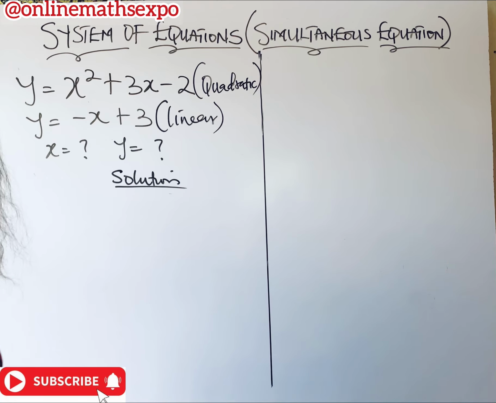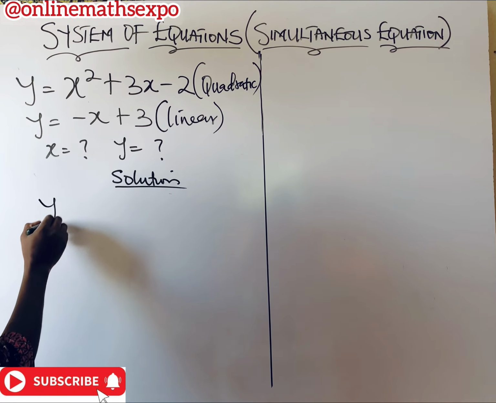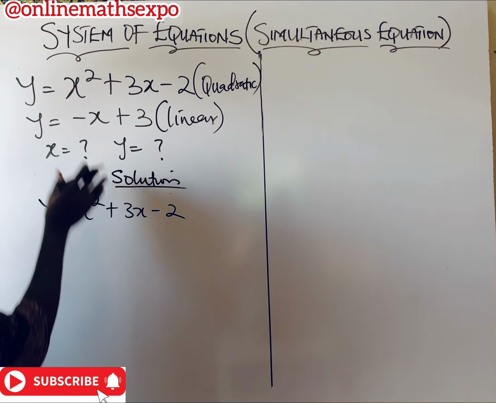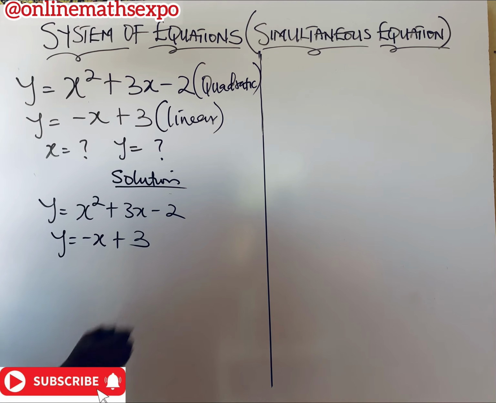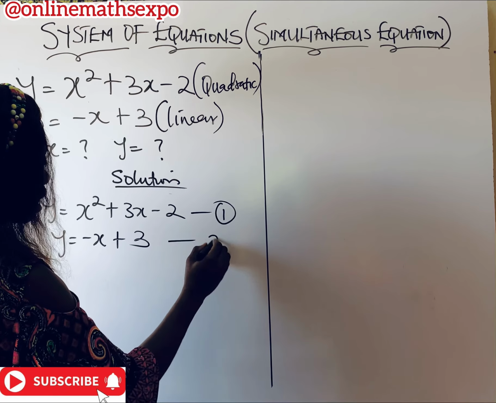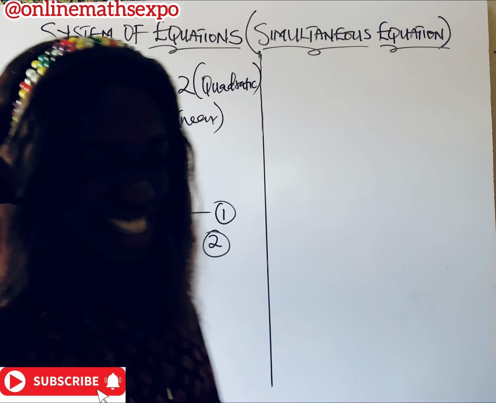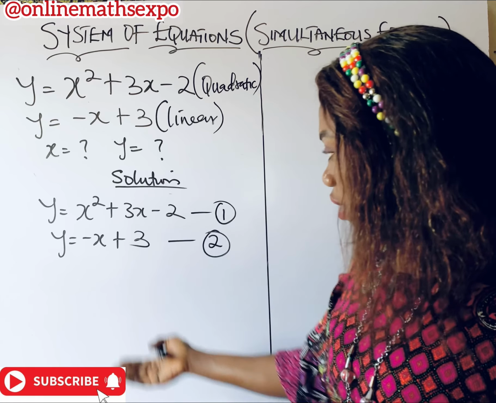Now if that is cleared, to answer this, this will give us y is equal to x squared plus 3x minus 2. Then this is y is equal to negative x plus 3. So we can label this equation 1 and this is equation 2. So what is your observation? Look at it critically. You can pause the video. So what do you think we should do from here?